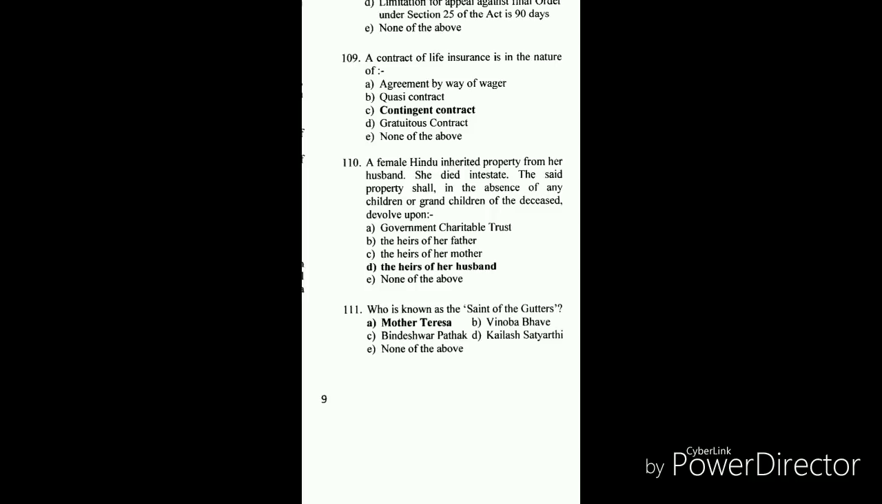A female Hindu inherited property from her husband. She died intestate. The said property shall, in the absence of any children or grandchildren of the deceased, devolve upon whom? See, if the property of the female is inherited from her husband, then it devolves to her children, and if there are none, then it devolves to the heirs of the husband.